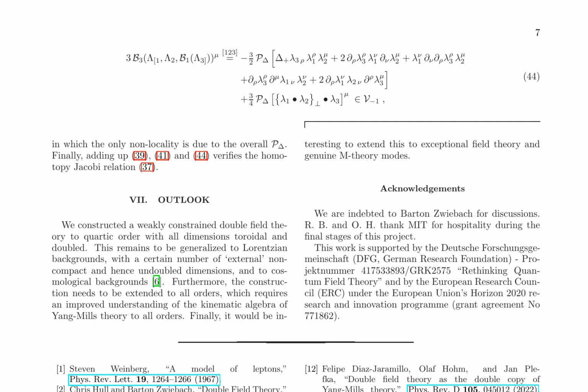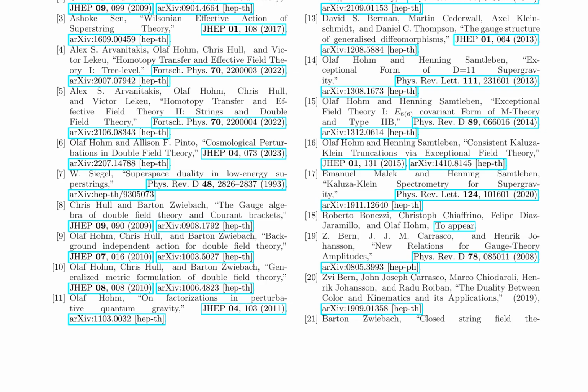The construction of a weakly constrained double field theory to quartic order with all dimensions toroidal and doubled is discussed. This theory remains to be generalized to Lorentzian backgrounds and cosmological backgrounds. Extending the construction to all orders requires an improved understanding of the kinematic algebra of Yang-Mills theory. There is also interest in extending this to exceptional field theory and genuine M-theory modes.